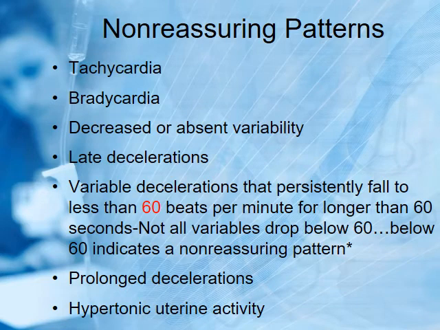Non-reassuring patterns: there's tachycardia, bradycardia, decreased or absent variability, and late decelerations. So we have covered all those. The variable decelerations that persistently fall to less than 60 beats a minute for longer than 60 seconds are a problem. Remember, I showed you that one strip that I was not happy with, and yes, they did prep her for surgery, and that's because it fell less than 60 beats a minute.